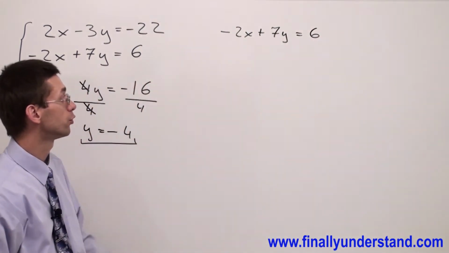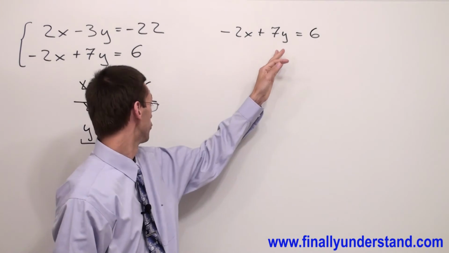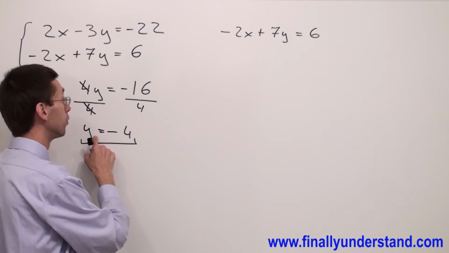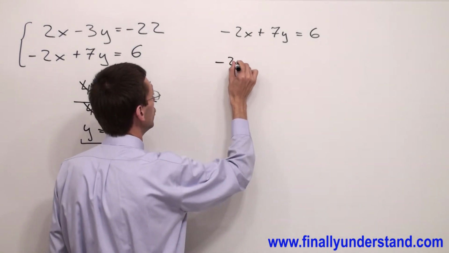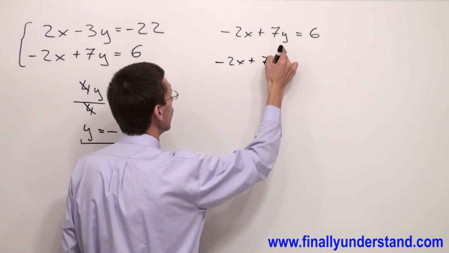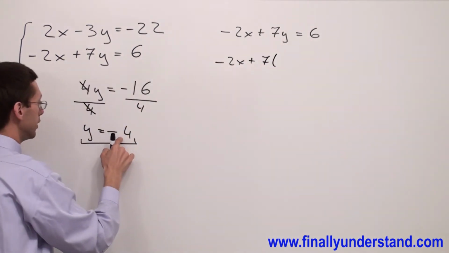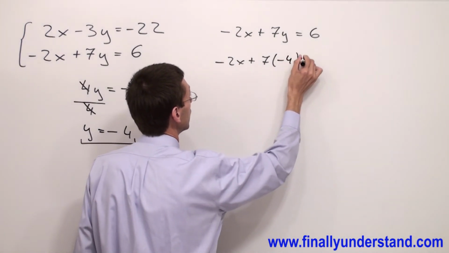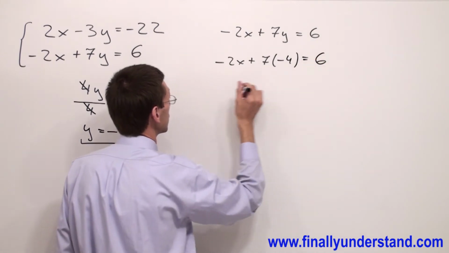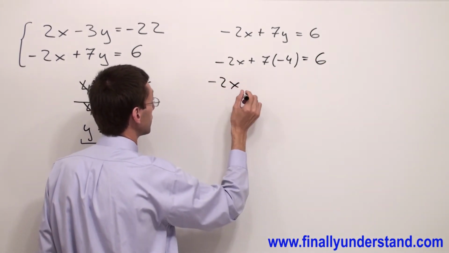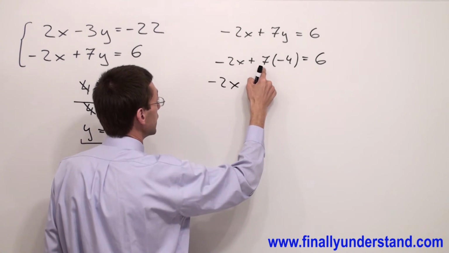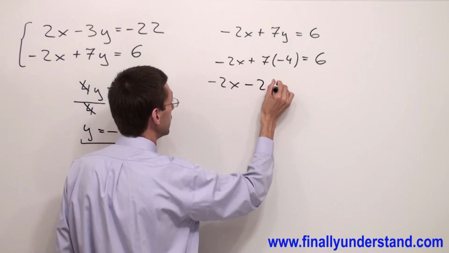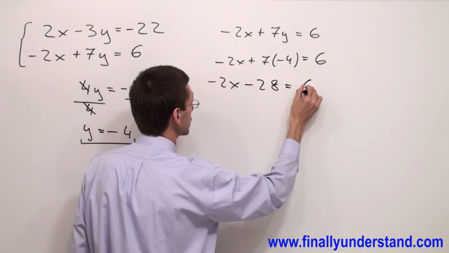What I have to do, I have to solve this equation for x. Okay, why? Because I found the value of y already. So I have -2x plus 7, and y I'm supposed to replace by the value of y which I found, -4, is equal 6. So I have -2x plus 7 times -4 is equal -28, equals 6.